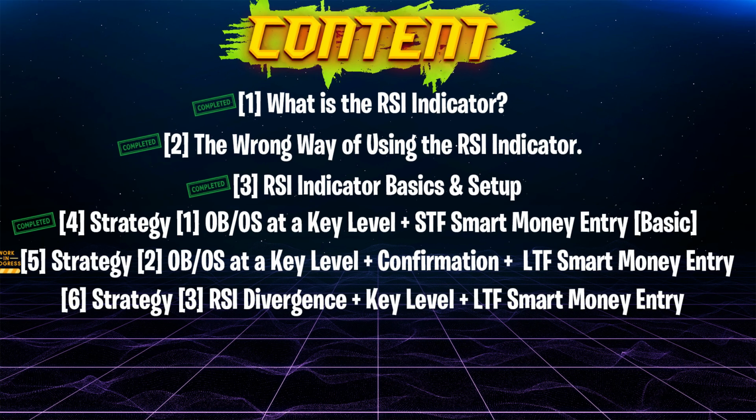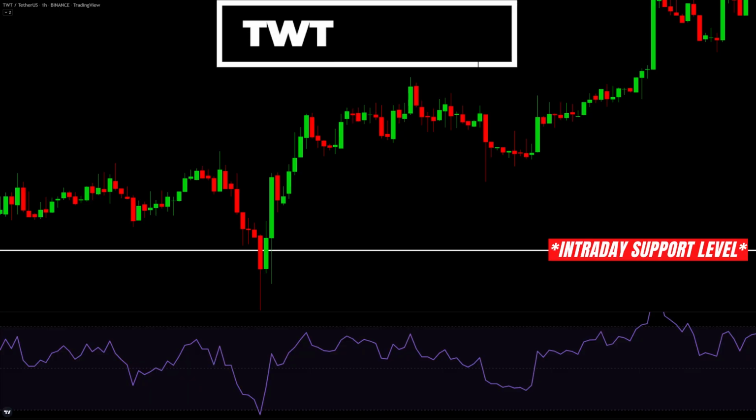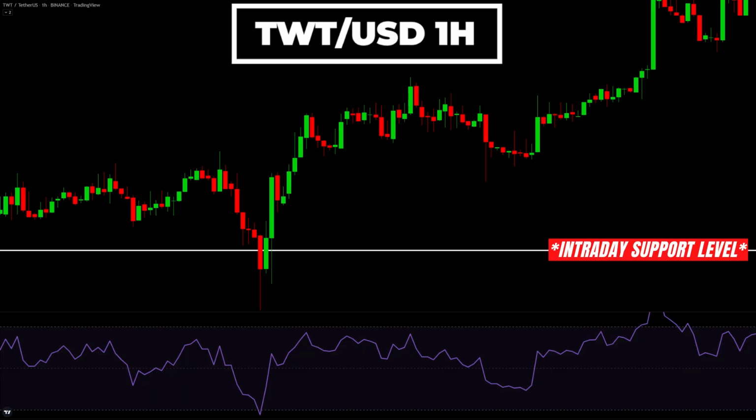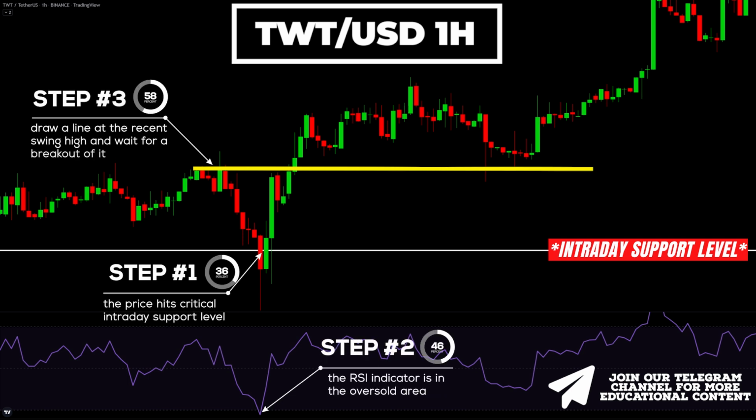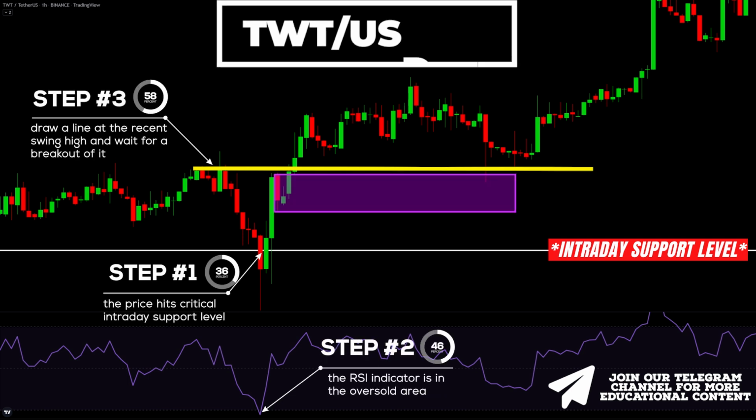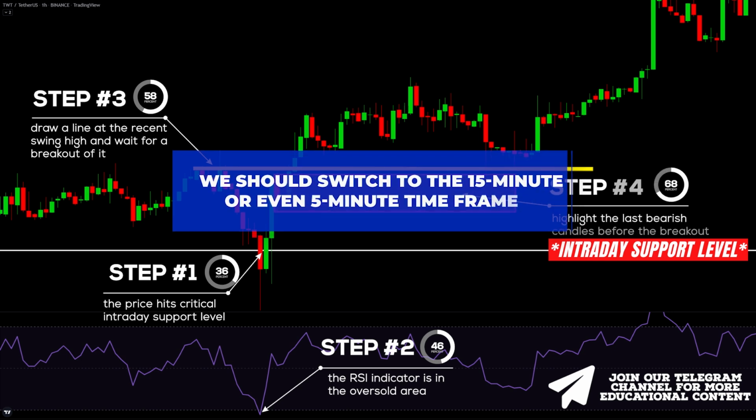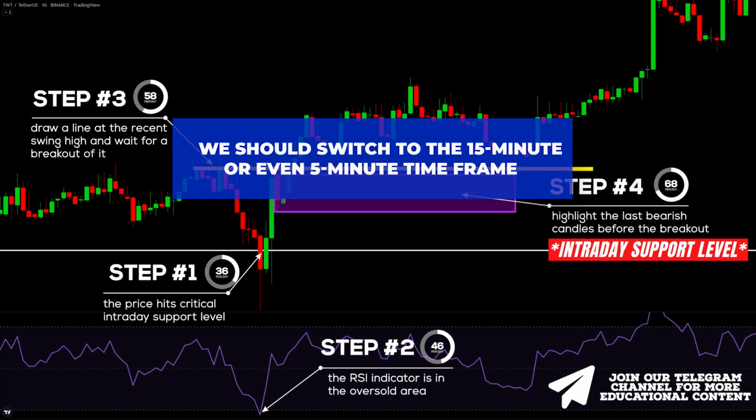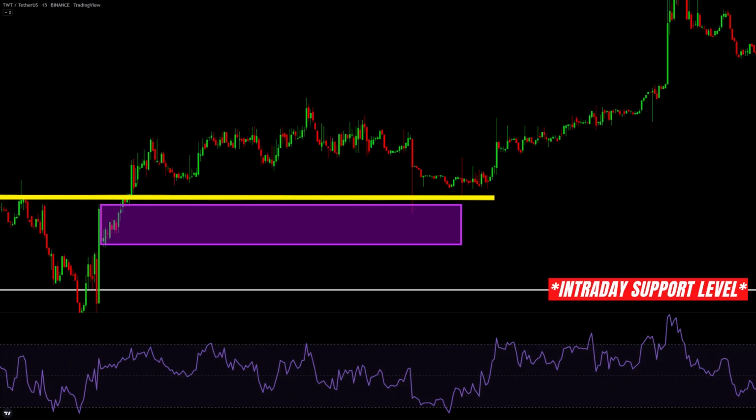So let's move one step further and consider a more advanced strategy. Here's the TWT token, a 1-hour time frame. Our first 3 steps remain the same, but now, after highlighting the last bearish candle before the breakout, we must switch to the lower time frame. With that, we should switch to the 15-minute or even 5-minute time frame. In this case, we choose the 15-minute time frame.